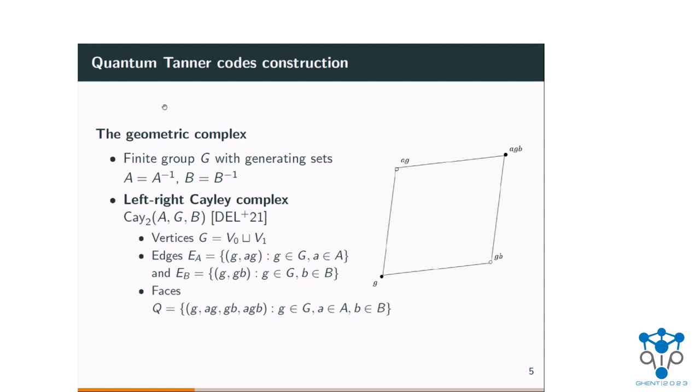basically a square. And then we can define the squares of this complex, which is the two-dimensional structure, as the quadruples of G, AG, GB, and AGB. So there's going to be many such squares in the complex.